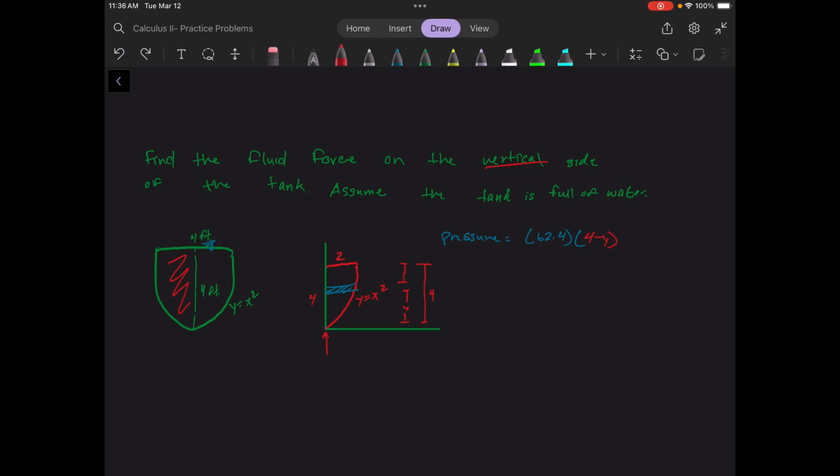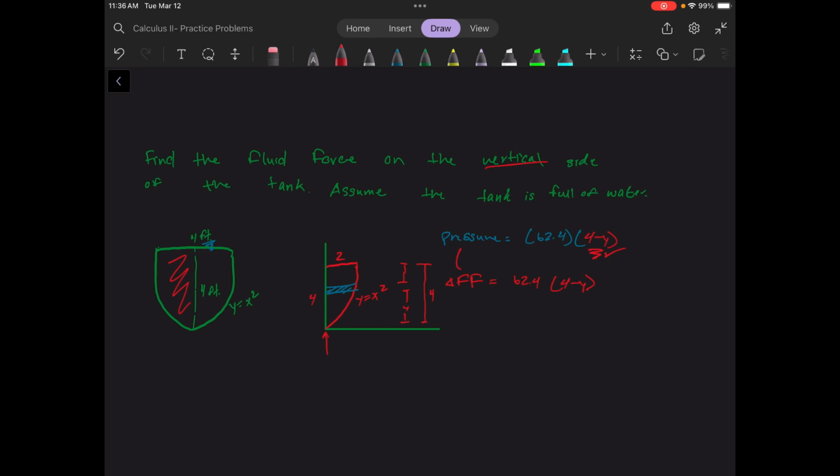That is because we are 4 feet from the top of the tank. So this is a correct depth function, right? Now, we need fluid force. Let's call this delta fluid force. This is just the fluid force of one of these slices, right? So this would be the fluid force. We're going to do 62.4 times 4 minus y.